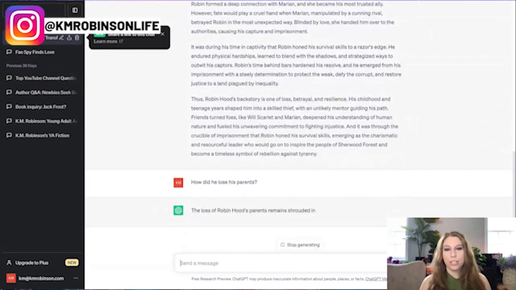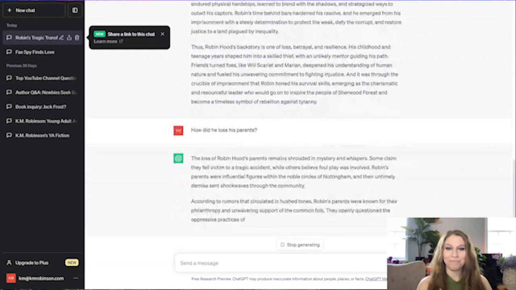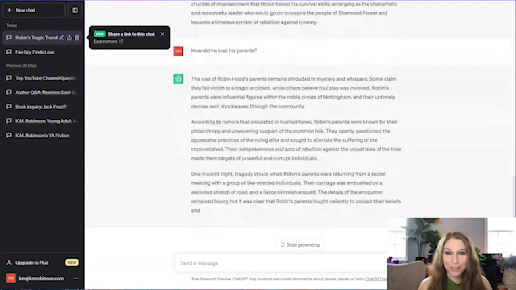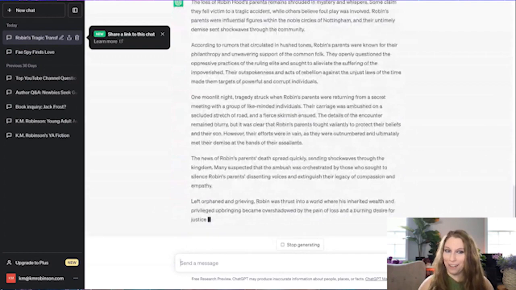And so it already knows what it has told me. Now it's going to give me more. Oh, well, isn't this interesting? The loss of Robin's parents remains shrouded in mystery and whispers. Could be a tragic accident, could be foul play. This is actually very interesting.